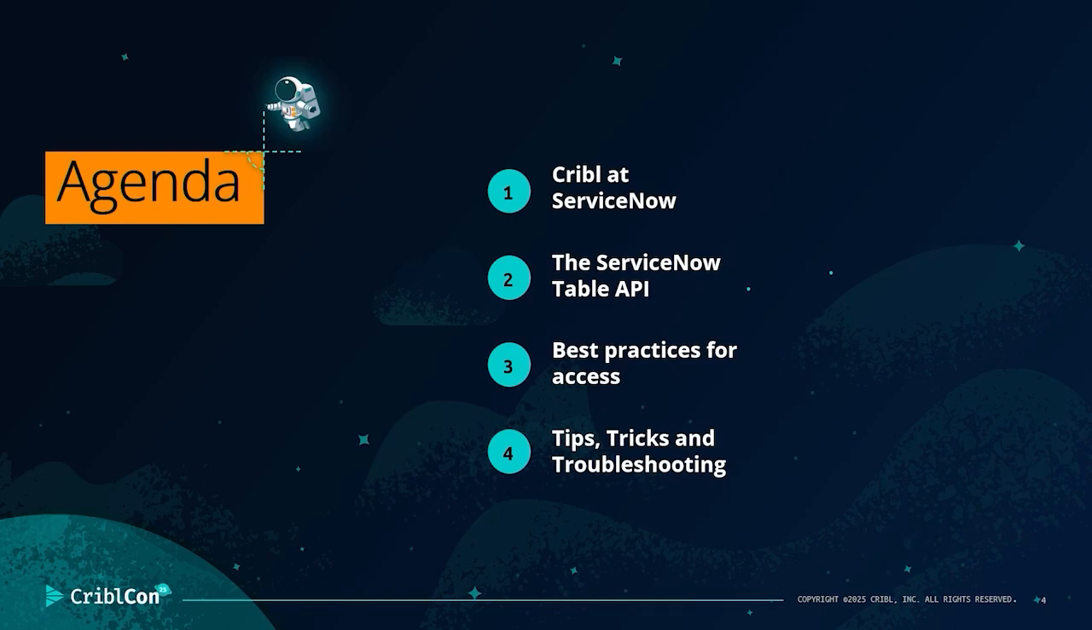But the agenda for today: we're going to talk about Cribl at ServiceNow, what brought us into Cribl, where it took us over the last couple of years, what brought us to starting to work with the ServiceNow Table API, which is where we're getting a lot of this data from. Then best practices for connecting, how do you get access to that data, and then tips, tricks, and troubleshooting. A lot of this is specific to the ServiceNow Table API, but it's a REST collector in the end. These lessons are going to apply to a lot of other systems that function similarly. And of course, the use cases are going to be the same regardless of where you have the data coming from.